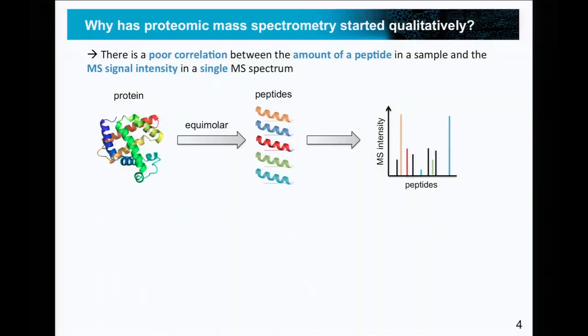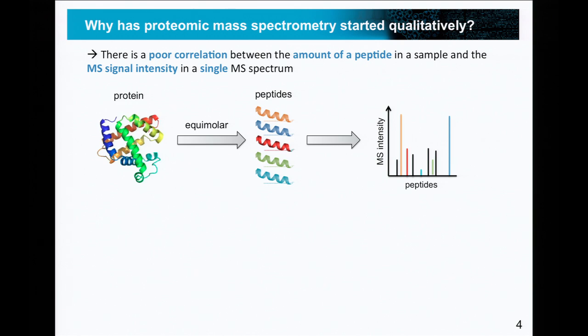So the situation is here once more explained based on one example. If we digest a specific protein into its peptides, then in theory all these peptides are equimolar, as they all originate from the same starting amount of protein. But when we measure these peptides in a mass spectrometer with any type of mass spectrometric approach, we will always see such a whole range of different mass spectrometric intensities.